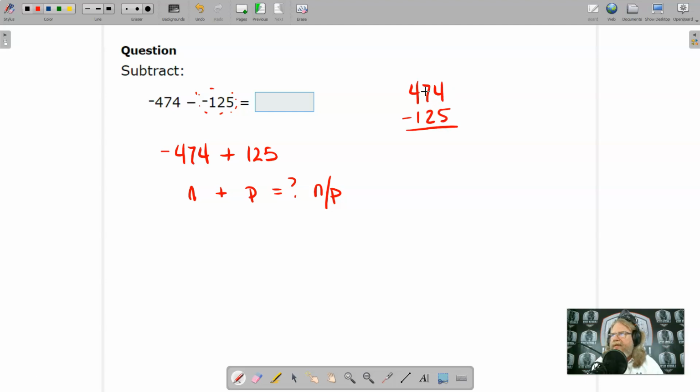So 4 minus 5, I'm going to need to borrow, turn that into a 6. That's 14. Minus 5 is going to be 9. And 6 minus 2 is 4. And 4 minus 1 is 3. So it is going to be 349.